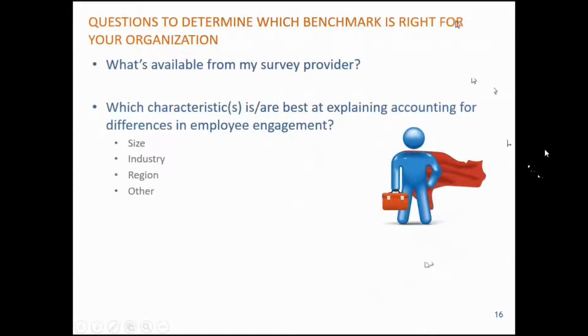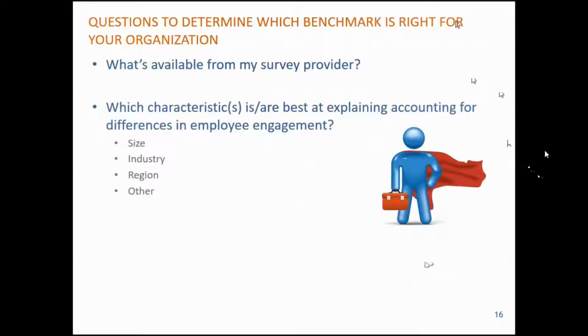And I think they're probably not what you expect. So, the first question, first and foremost, is what's available from my survey provider? Why would I ask that? Well, because the benchmarks are not public statistics.